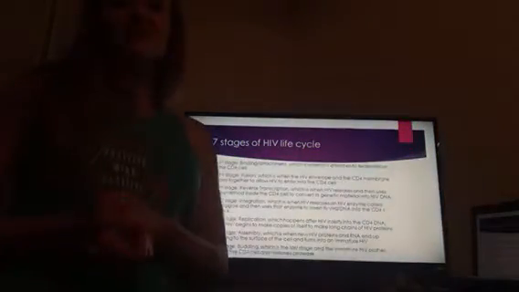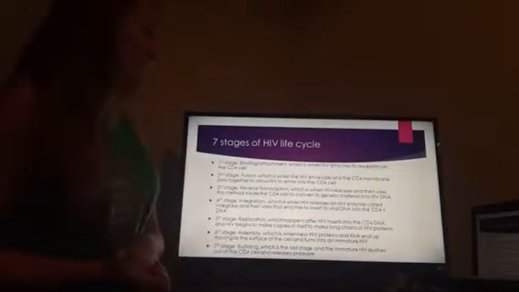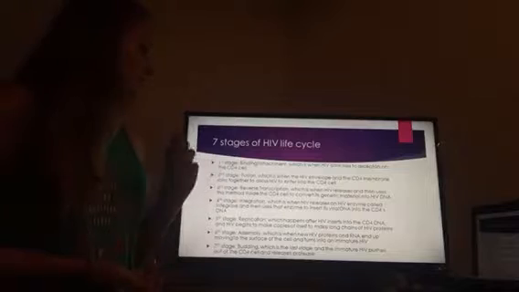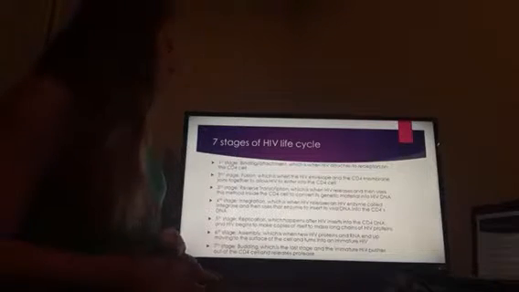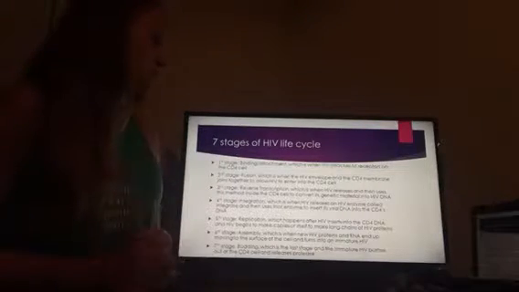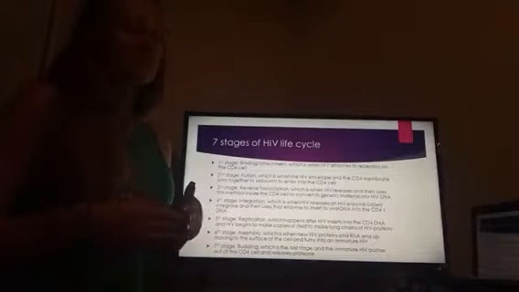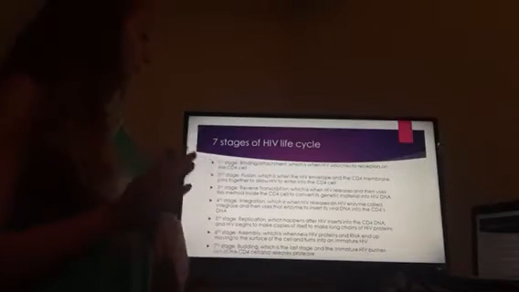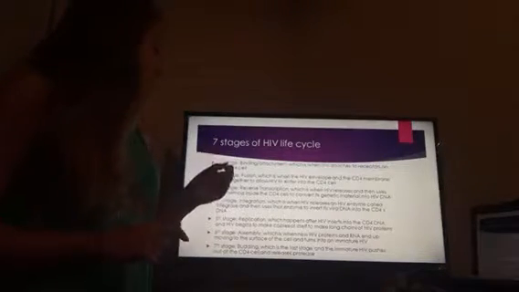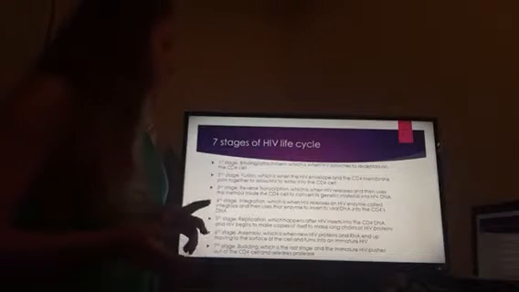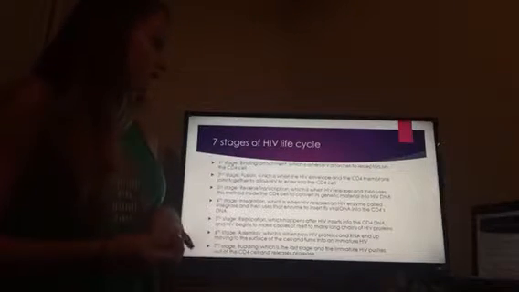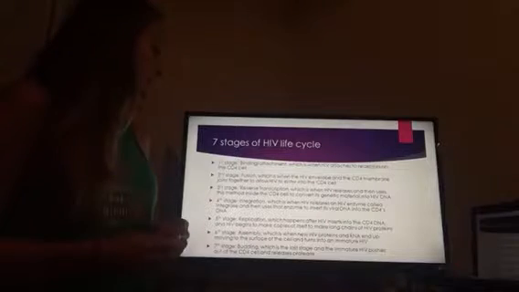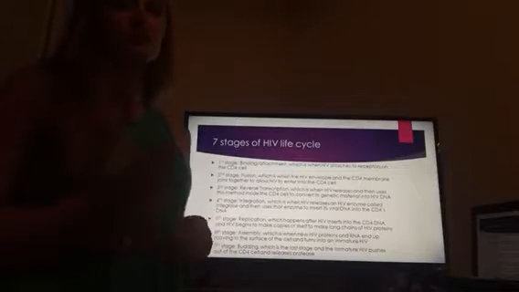There are 7 stages of the HIV life cycle. The first stage is binding and attachment. During this stage, HIV attaches to the receptors of the CD4 cell. The second stage is fusion, which is when the HIV envelope and the CD4 membrane join together to allow HIV to enter into the CD4 cell.